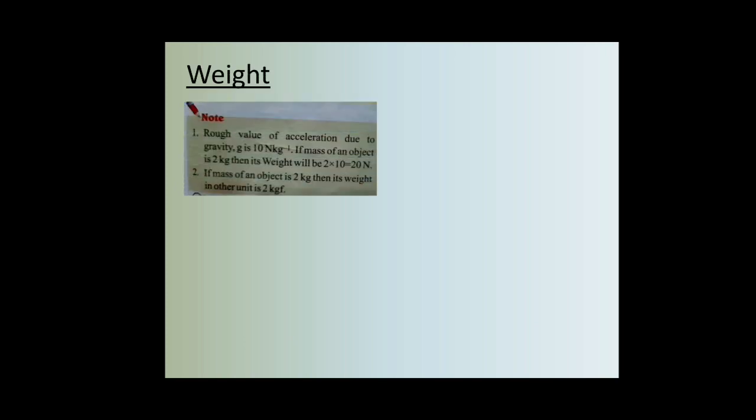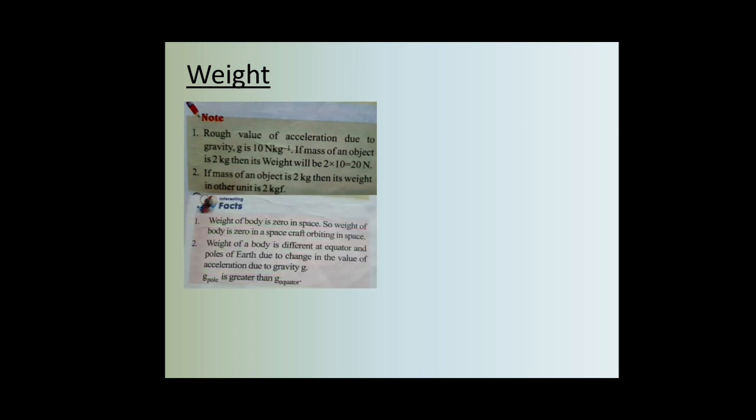So next, there are some notes given on the work that the rough value of acceleration due to gravity is 10 Newton per kg. If the mass of an object is 2 kg, then its weight will be 2 multiplied by 10, that is equal to 20 Newton. If the mass of the object is 2 kg, then its weight in the other unit will be 2 kgf. So go through these notes in your book also and learn them.